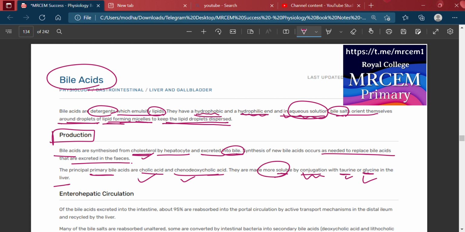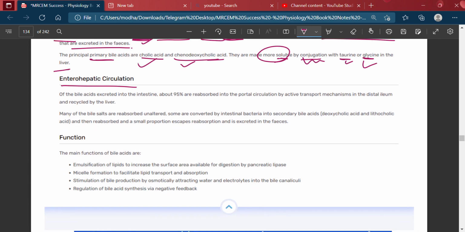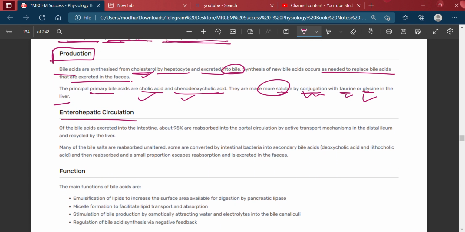Enterohepatic circulation. So what is enterohepatic circulation? Of the bile acids excreted into the intestine, about 95% are reabsorbed into the portal circulation by an active transport mechanism in the distal ileum and recycled by the liver.